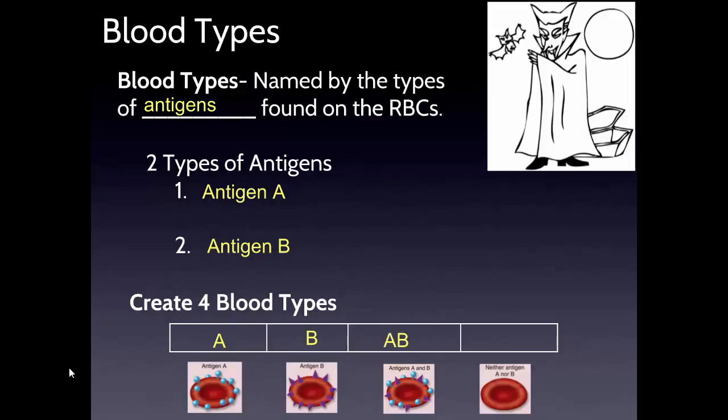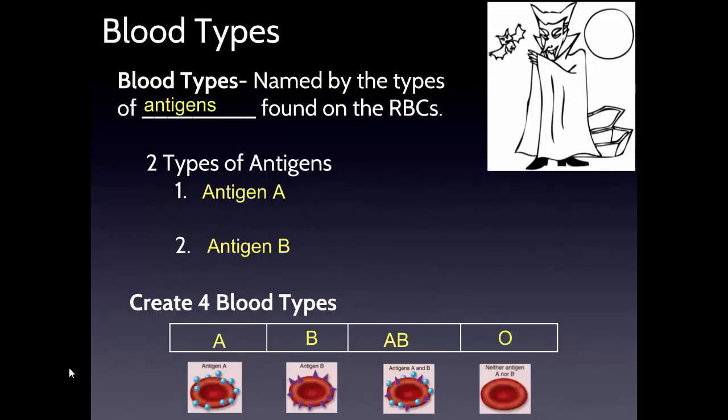And then some people on the red blood cells, they don't have either A or B. So what's their blood type? Type O. So that gives us our four possible blood types. Type A blood, type B, type AB, or type O. It's just they're named after which of these antigens are present on the red blood cells.